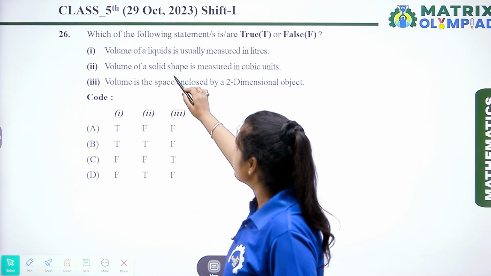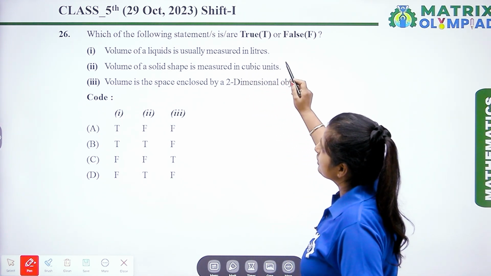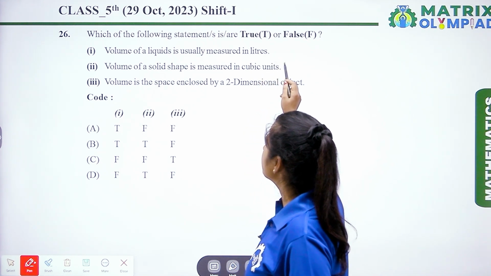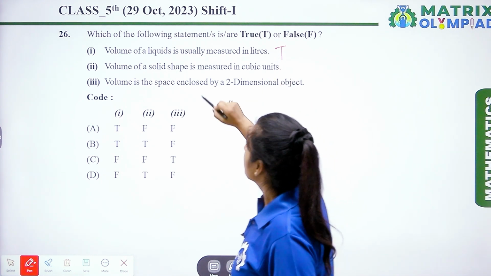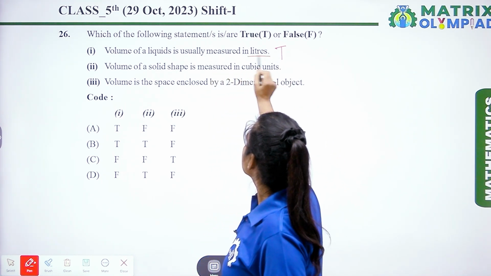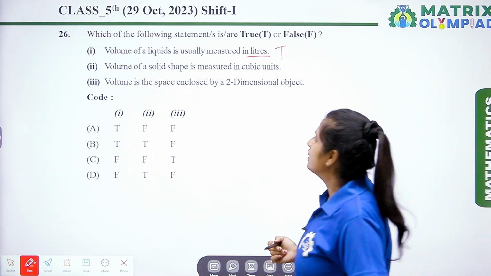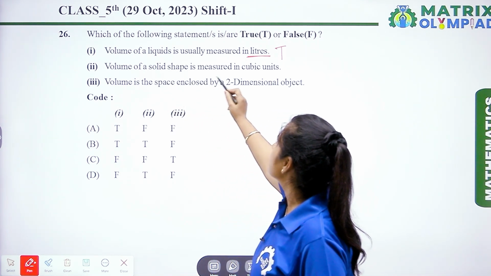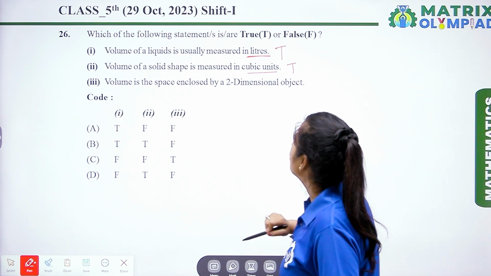First statement is, volume of a liquid is usually measured in liters. Yes or no? So this statement is true because the SI unit of volume of a liquid is liters. Next is, volume of a solid shape is measured in cubic unit. Yes, this statement is also true.